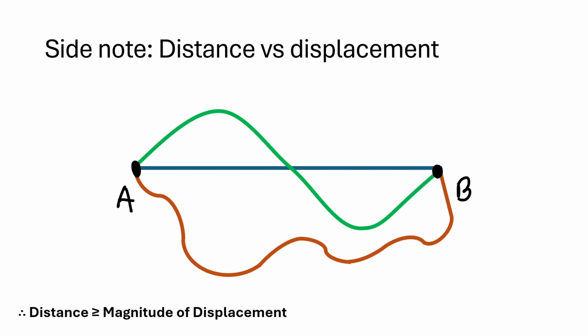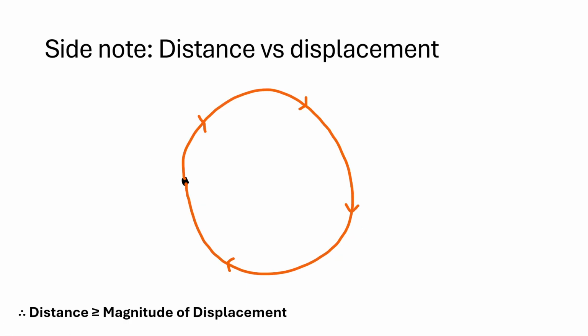Now, the reason why I bring this up is because speed is the magnitude of velocity. But this result does not extend to distance and displacement. The magnitude of displacement is not our distance unless we take the most direct path. So just something to keep in mind. Now, before I move on, let's have a look at another example of displacement.